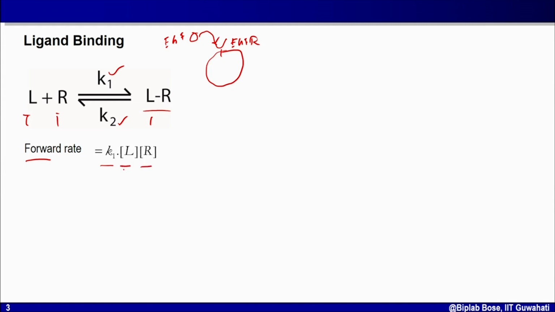These are concentrations, which is why I use square brackets, and I will also advise you to use that. These concentrations are usually in molar units. And remember, L and R are free molecules, so these are concentrations of free ligand and free receptor. Similarly, using the same law of mass action, I can write the reverse rate will be K2, the rate constant for the reverse reaction, times [LR], the concentration of the complex formed. So now these are the forward and reverse rates.